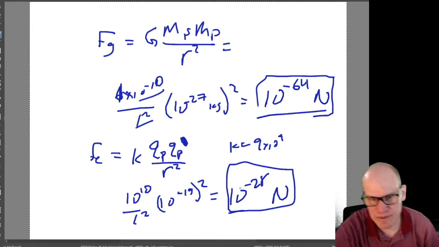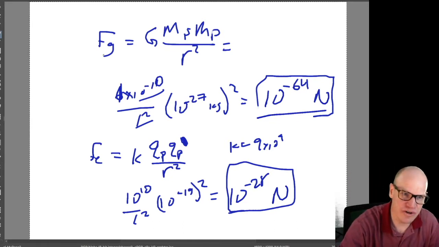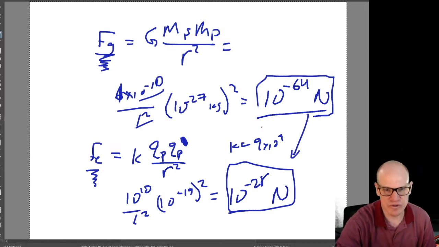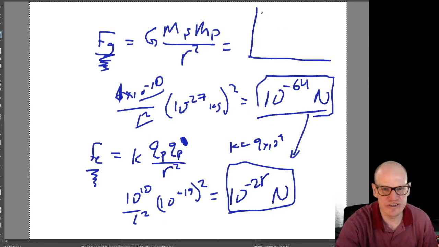Still a small number. However, the ratio of the gravitational force between two protons and the electric force between them is the ratio of these two things. And so if we want to do electrical force to gravitational force to see what the difference is, I'll do that up here in this corner because that's the only space I have left, and I don't want to erase all the numbers.